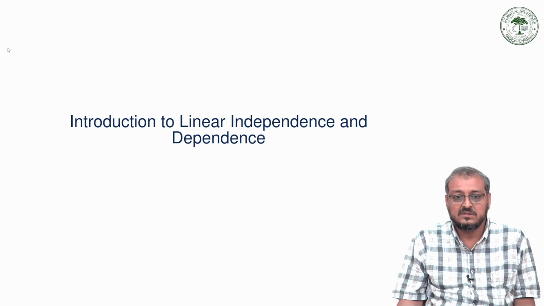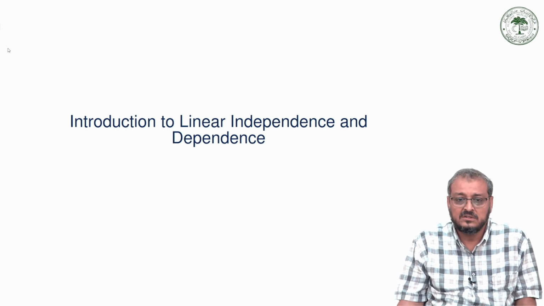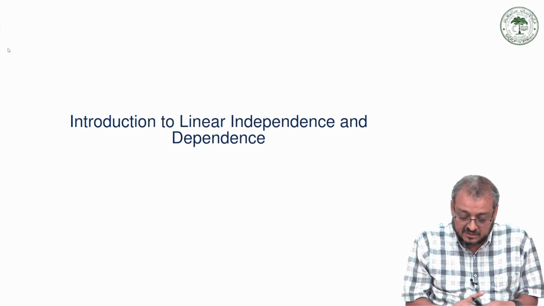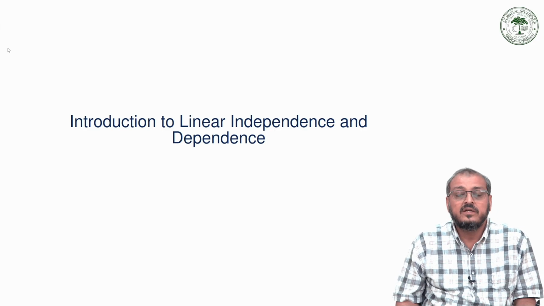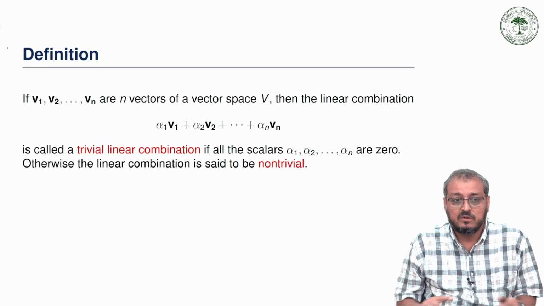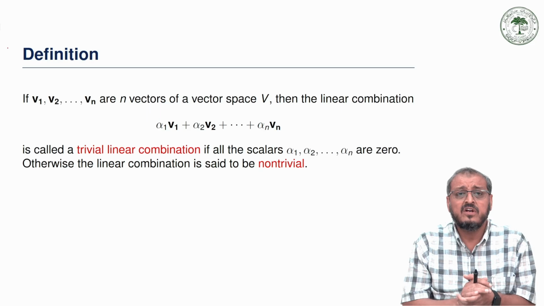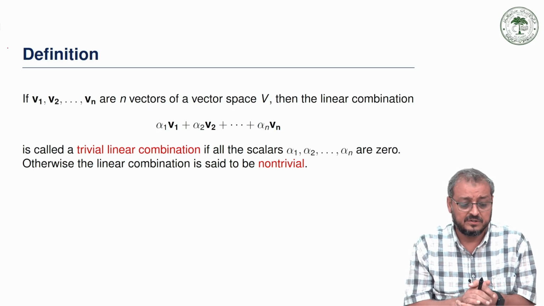In the last class, we discussed linear combinations and linear span of a vector space. Today's class, we start with linear independence and dependence. In the last class, we discussed linear combinations. So, we start with the trivial linear combination. What is the trivial linear combination?